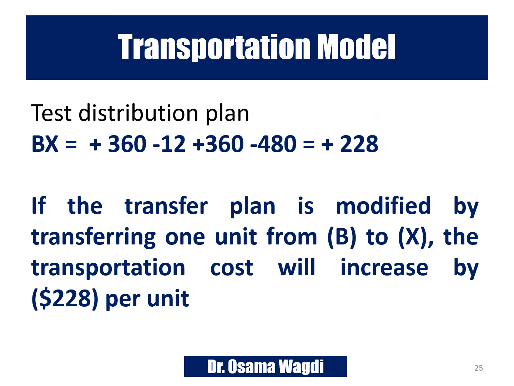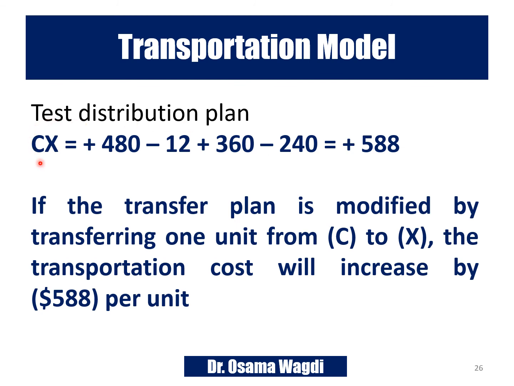The second cell, which is empty, is PX. You're going to make the same transaction as the previous slide. Positive 360 minus 12, positive 360 minus 480. It will come up with a positive sign. Okay?